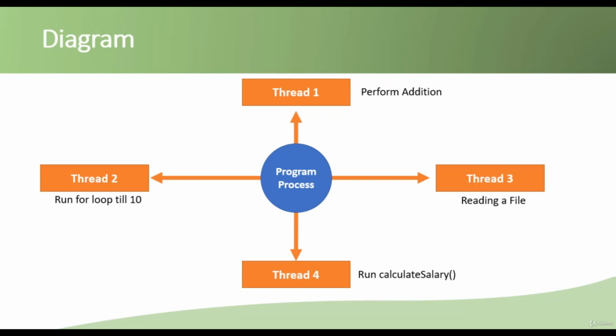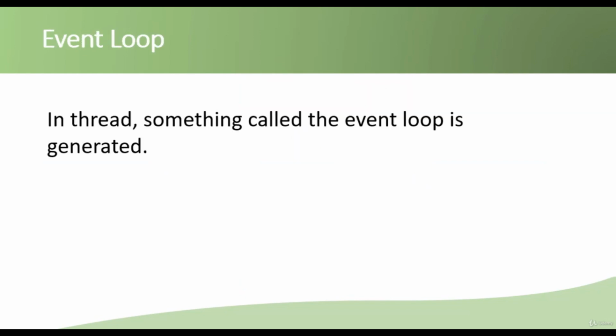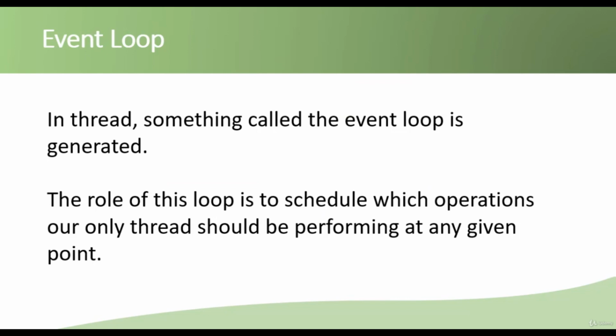Now let's discuss the event loop. In a thread, something like an event loop is generated. The role of this loop is to schedule which operations our only thread should be performing at a given point. In simple words, the event loop is a mechanism that takes callback functions, which we discussed in our previous video, and registers them to be executed at some point in the future. Basically, the event loop takes all the callbacks of the program and registers them, and whenever that process is completed, the callback is called automatically in the future. So this is the main concept of the event loop.